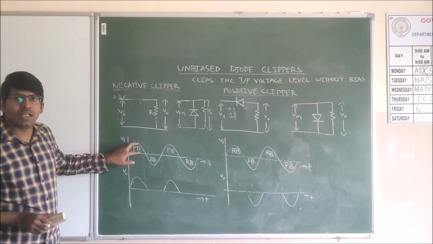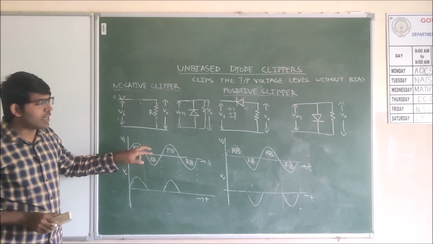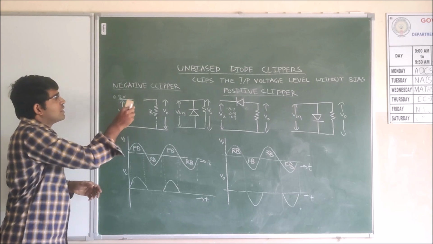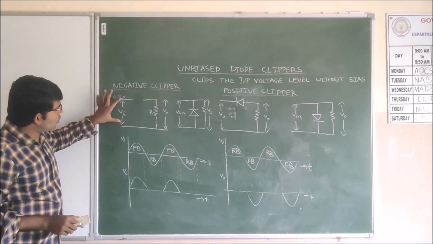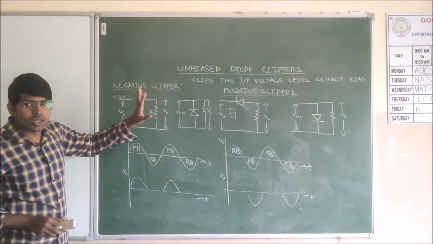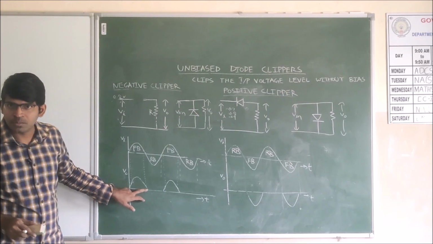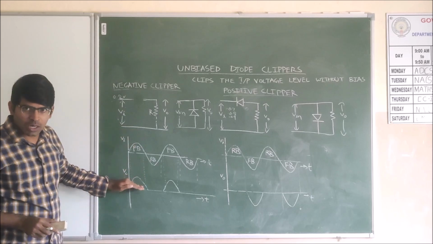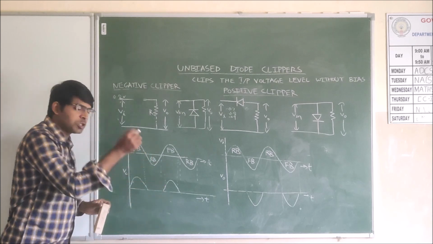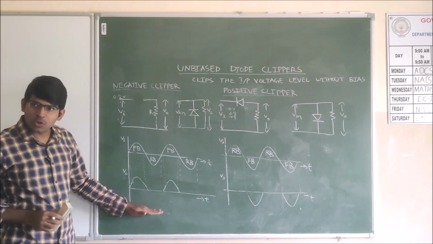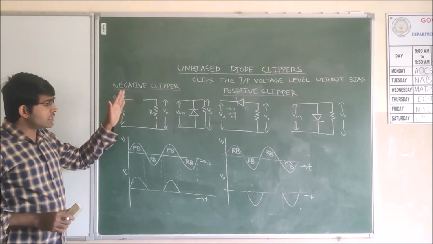During the positive half cycle, the diode is forward biased. During the negative half cycle, the diode is reverse biased. Reverse biased means it acts like an open switch. Whatever voltage we are giving, no voltage will appear across the resistor, so the output voltage is 0. That's why this type of clipper is called a negative clipper, because it is clipping the negative portion. The entire positive portion of the wave is coming through. That's why it is called a negative clipper.